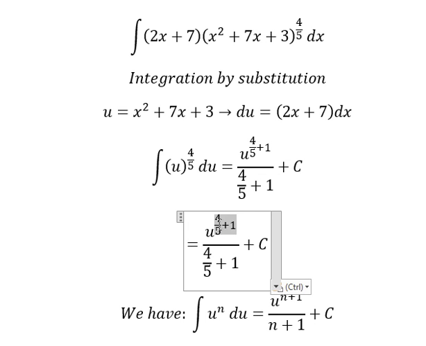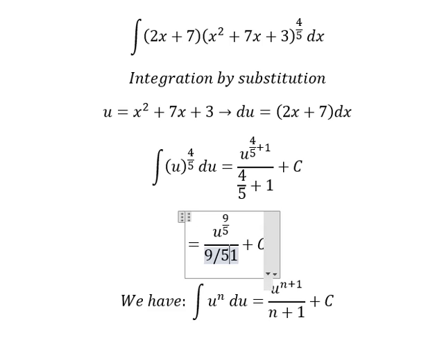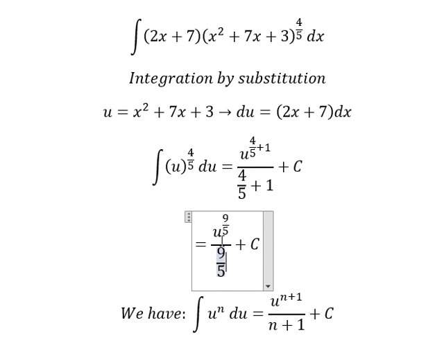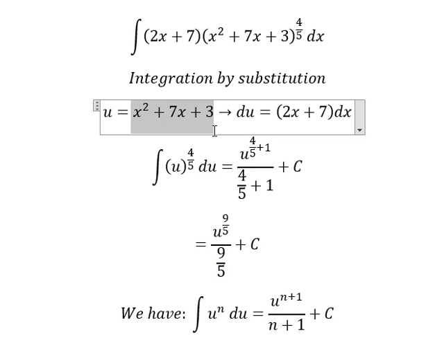So this one we have 9 over 5. This one we have 9 over 5. About u, that is about this one.